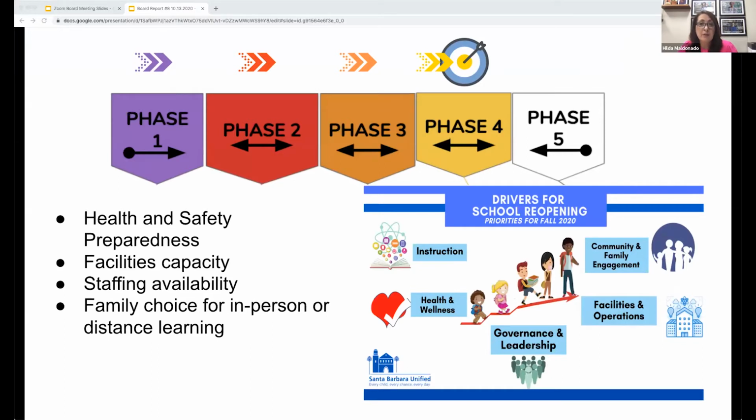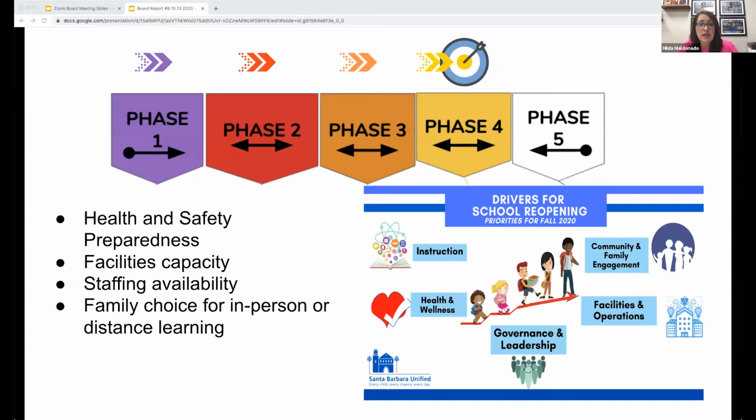The health and safety preparedness of all our schools and sites, the capacity of our facilities to house students in a social distancing model, the availability of staff, our teachers, our support staff, our classified staff, our maintenance, food services staff, and of course, the choices that our families will be making for either in-person learning or distance learning.